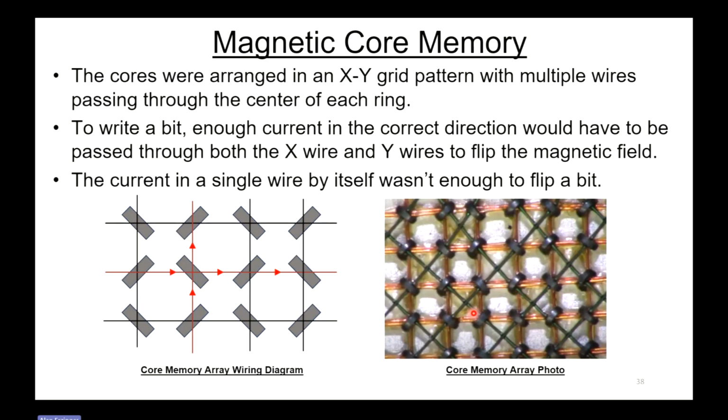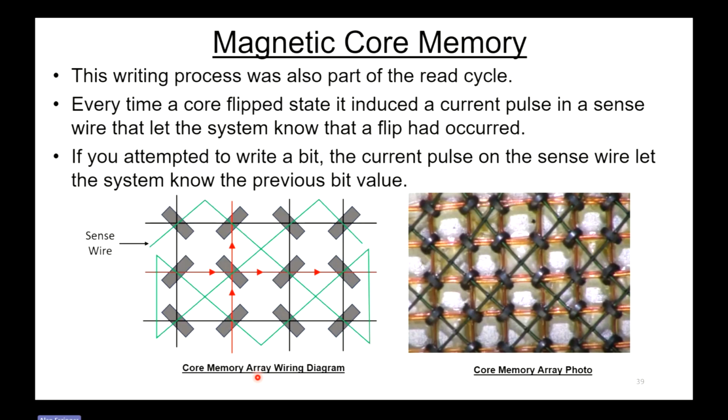So this is what it looked like, and to program it, again, you'd have to force current. If we wanted to program this core right here, these two currents would be additive, and that would be enough to flip this bit. But none of these other bits are going to flip because you're only seeing half the current. So this writing process was also part of the read cycle. Every time a core was flipped, it induced a current pulse in a sense wire that let the system know that a flip had occurred. And that's this green wire. And you can see I've kind of wound this green wire all through every one of these cores here. And that's what you're seeing on this picture here.